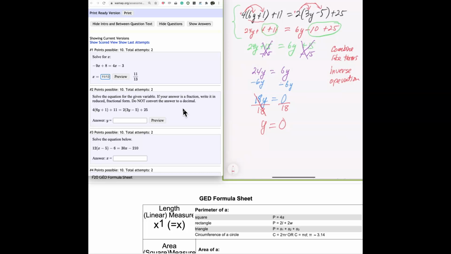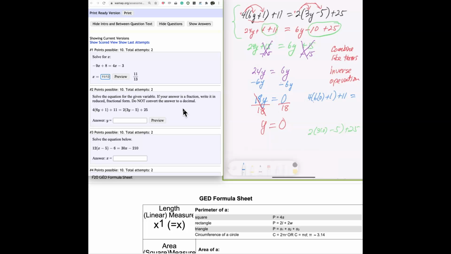So let's try plugging that in and seeing if that's correct. Let's grab a new color. How about blue? If we substitute 0 in for y, we'll have 4 times 6 times 0 plus 1, plus 11. And that's supposed to be equal to, I'm going to write it down here in a different color, 2 times 3 times 0 minus 5 plus 25. These numbers should be equal if our answer is correct. So let's take a look.